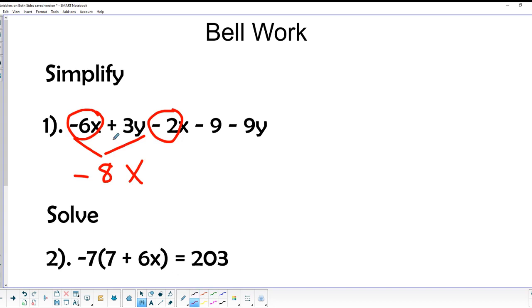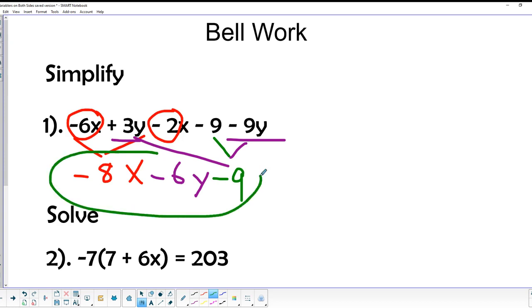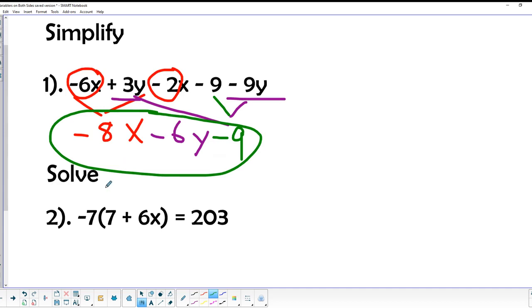And I also notice I've got a 3y and a minus 9y. When I combine those two together, I get negative 6y. And then lastly, there's a negative 9 that's all by itself, and it just becomes part of the final answer there. So there's a simplified expression.